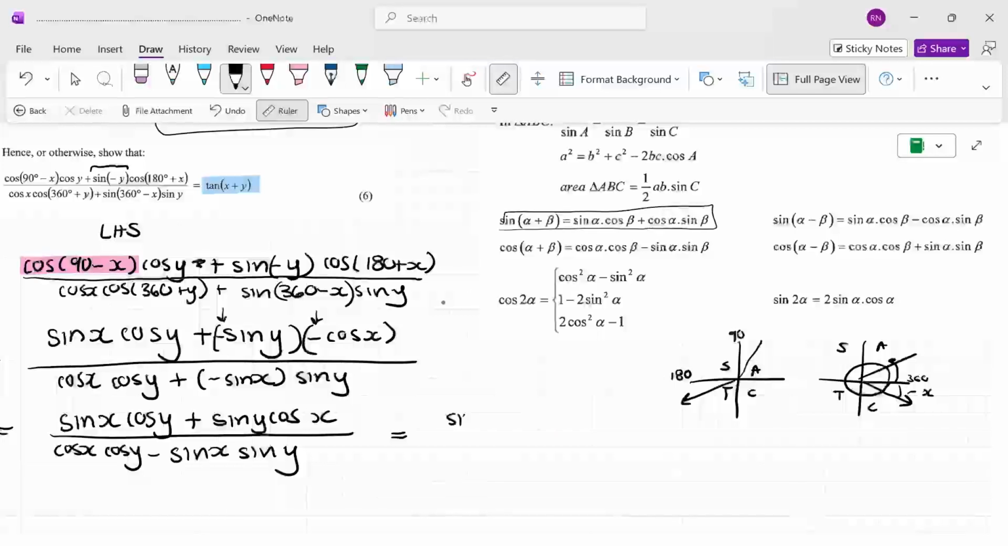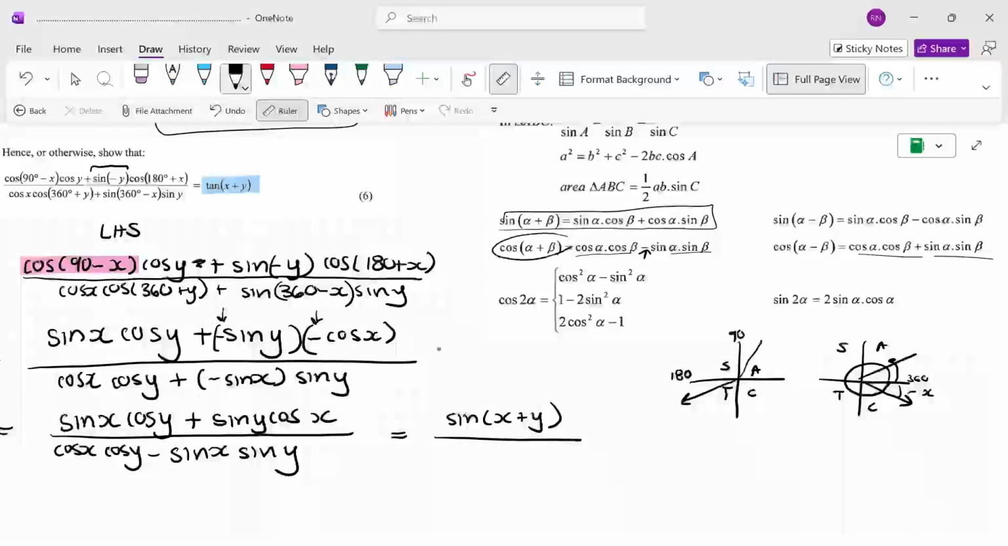So it's going to be sine of x plus y over, and then the second one is cos cos and then sine sine. So cos cos, sine sine, it's one of these two, but we have a negative in the middle, so it's going to be this one. So it's going to be cos of x plus y.